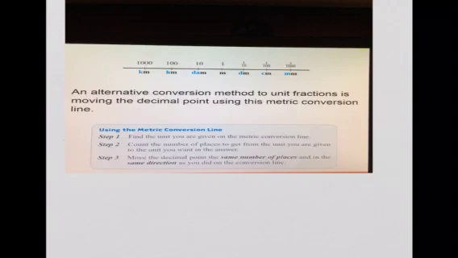This one is in terms of length, right now set for meters, but length, capacity, and weight all work the same way. And so if we notice here with our instructions, step one, you want to find the unit you're given on the metric line, and then you want to count the number of places to get to the unit you're going to, and then just move the decimal in your answer that same number of places and in the same direction. So using the metric conversion line is going to save you a lot of time, and it's going to be a lot easier, I think, than using unit fractions. But let's just look at some examples and see how this works.